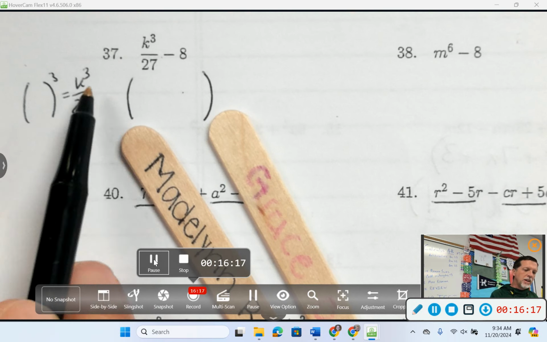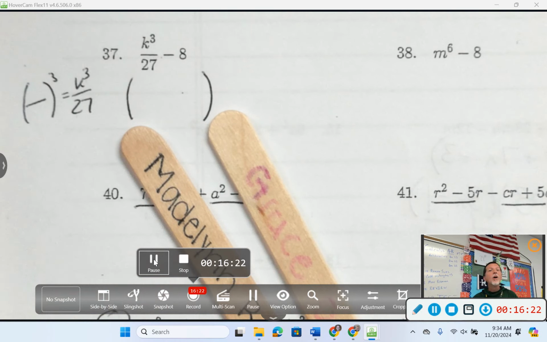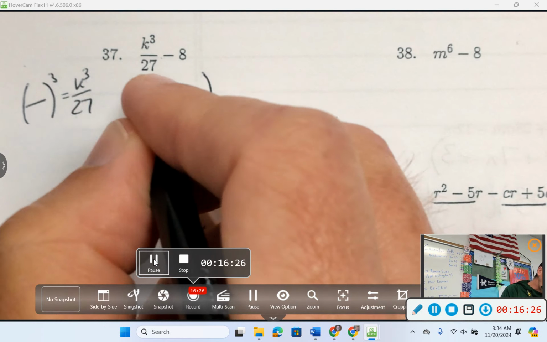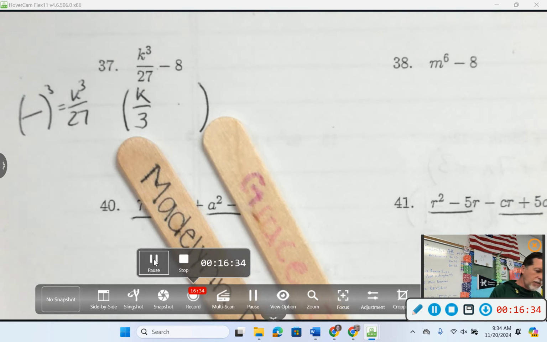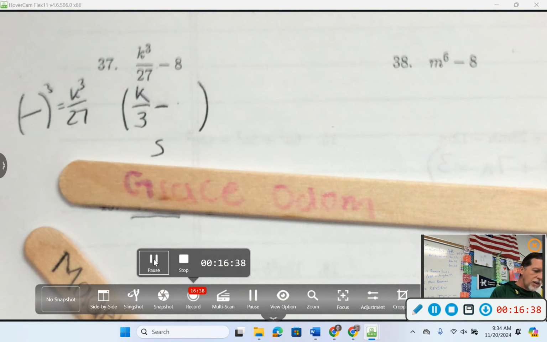What would we cube to get to k cubed over 27? It needs to be a fraction. 1/3, so 3 in the bottom, and a k in the top. So that one was a weird one. You recognize that they're cubes, but the fraction kind of throws us off. Same sign, same, opposite, always positive.